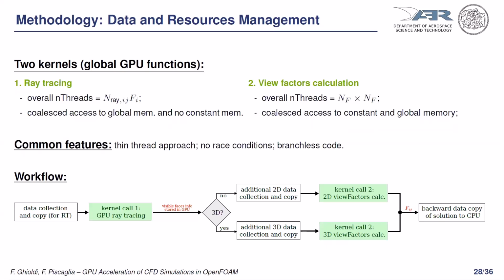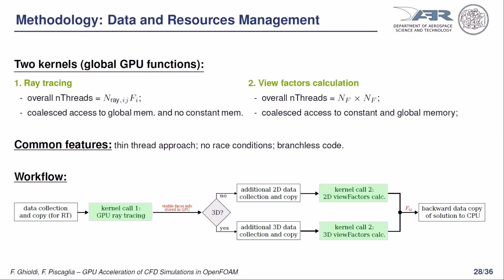So we have a thin thread approach, which is very good for the calculation of the ray tracing, but less good for the calculation of the view factors, and that's why we needed to create another kernel using a different approach for the actual calculation of the view factors.